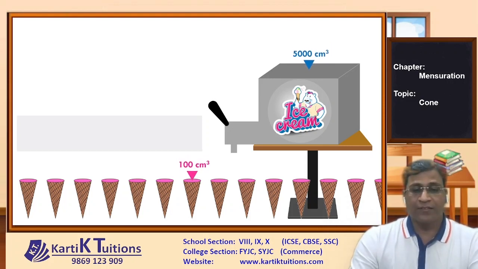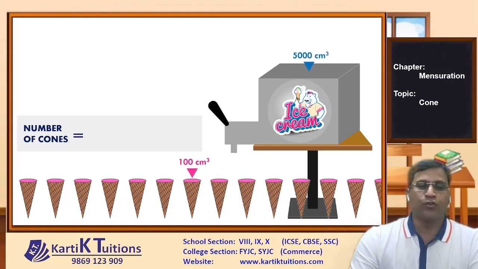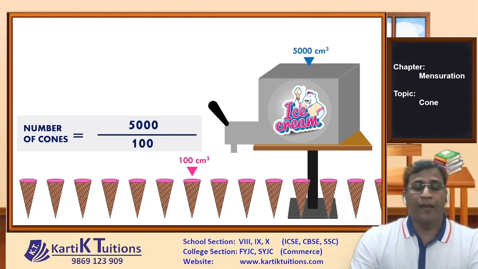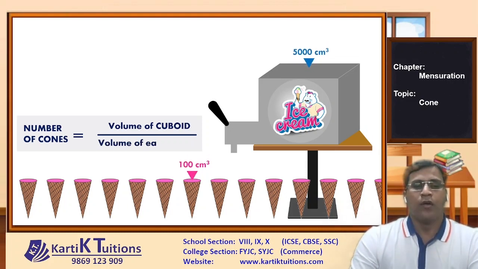बट ये कैसे मिला? See here, the purpose is to find the number of cones that can be filled, and as you told, the answer is 50. But ये कैसे आता है? It is 5000 upon 100. Do you all agree? But 5000 क्या है? 5000 is volume of cuboid and 100 is volume of one cone. So basically, when we talk about the number of cones, the volume of cuboid upon volume of one cone will give us the answer. So let's have a look at the sum.